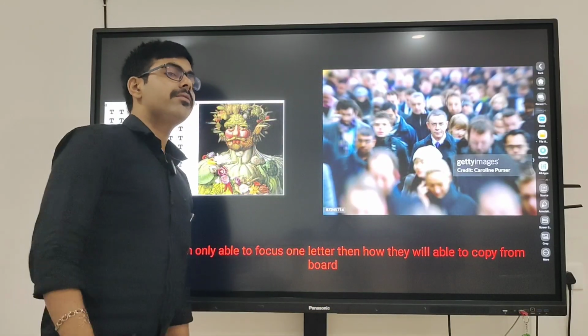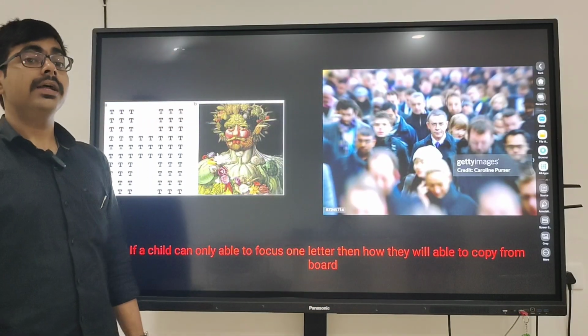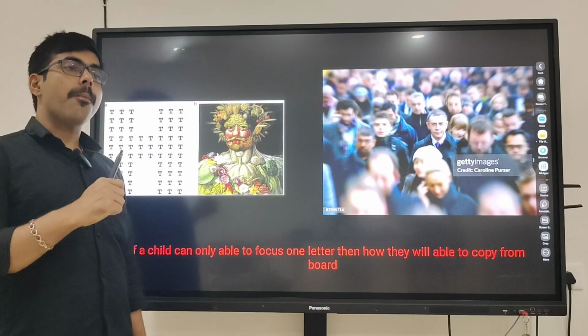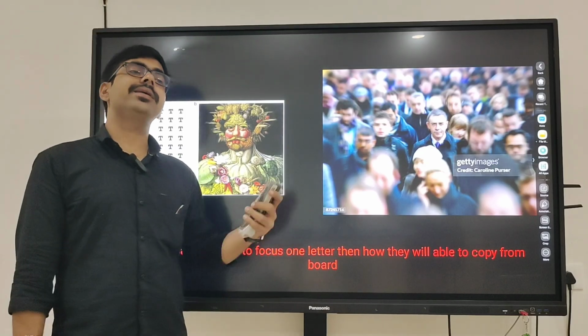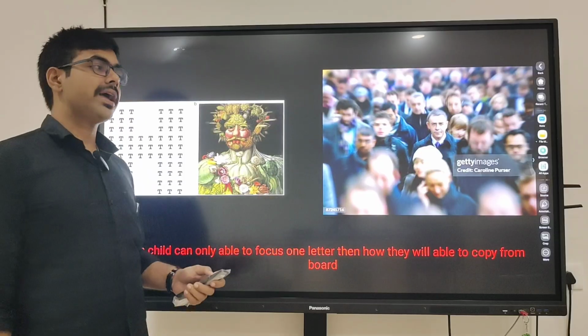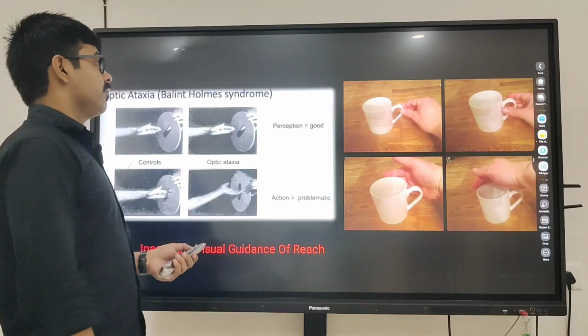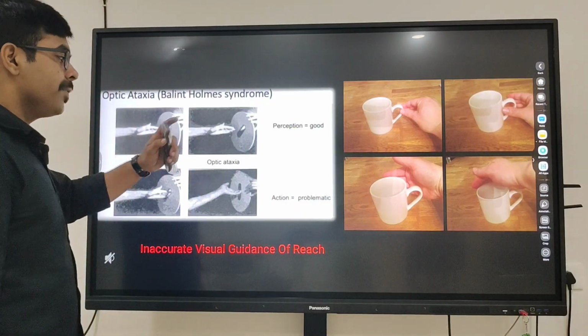Why do children with cerebral visual impairment have difficulty in writing or copying from the board? This is the main reason. Maybe they are not able to pay attention properly. Maybe they are not able to process the full information at a time properly. Then how will we manage? We'll discuss it later.